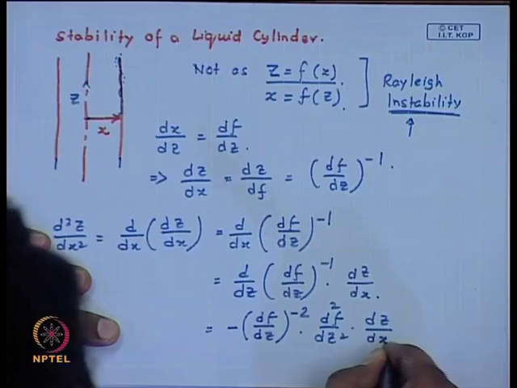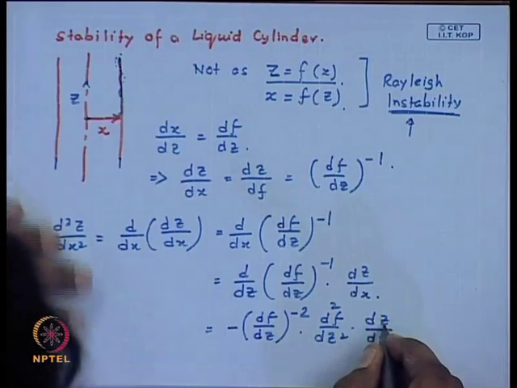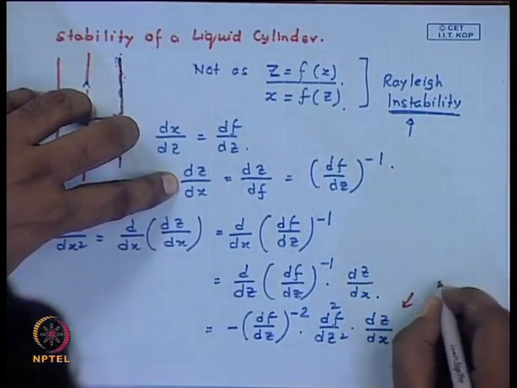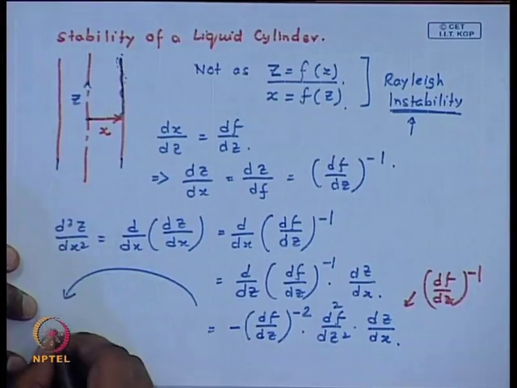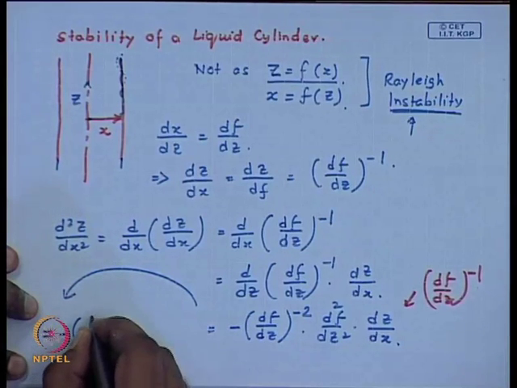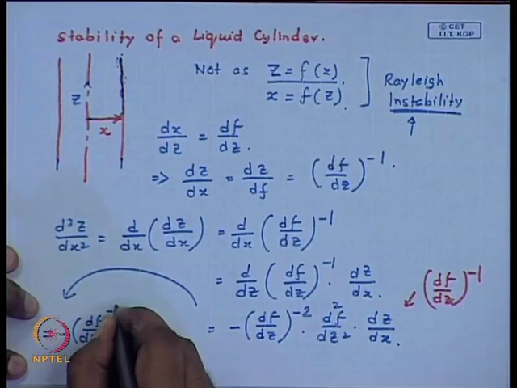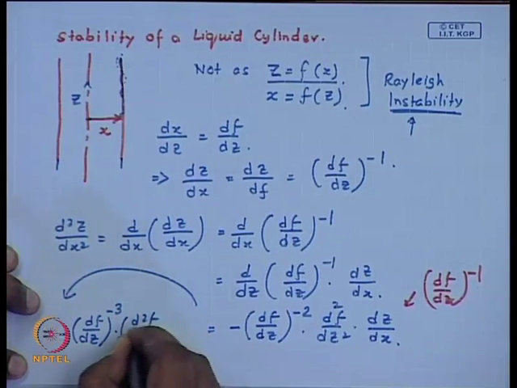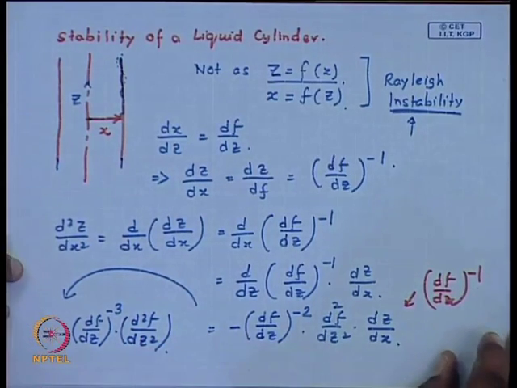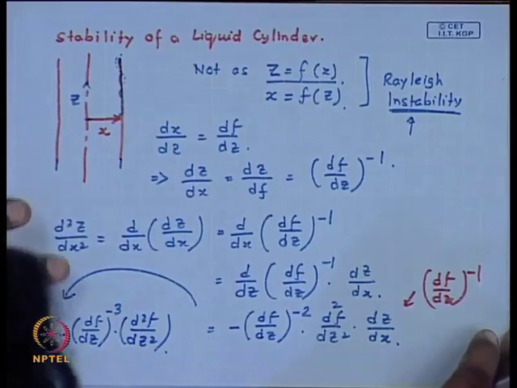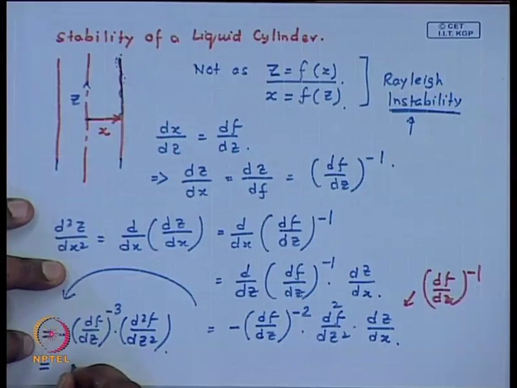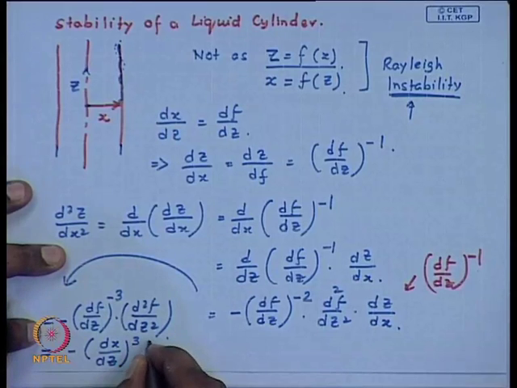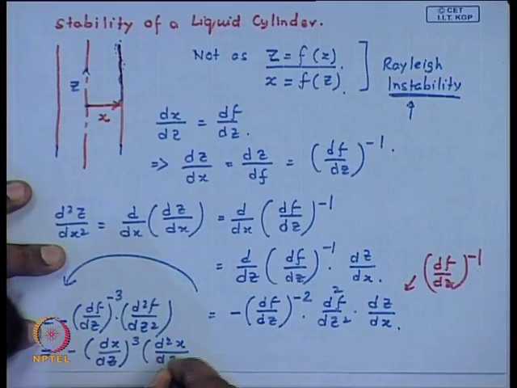into ∂z/∂x, and this ∂z/∂x you now substitute as (∂f/∂z)^-1. So, eventually this will lead you to an expression of (∂f/∂z)^-3 into ∂²f/∂z². Okay. And ∂f/∂z is nothing but ∂x/∂z. So, this you can also write as minus (∂x/∂z)^-3 into ∂²x/∂z².